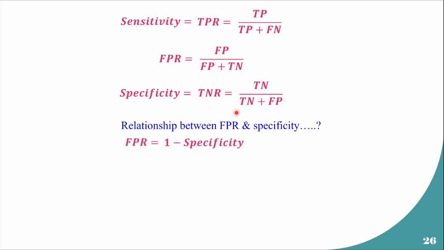If you do it that way, you will see that 1 minus true negative rate will be 1 minus true negative divided by true negative plus false positive. And then on the upper part, you will have true negative plus false positive minus true negative, right? So it will give you false positive divided by false positive plus true negative, which essentially is the false positive rate. So 1 minus specificity, or 1 minus true negative rate, will give you the false positive rate, right?